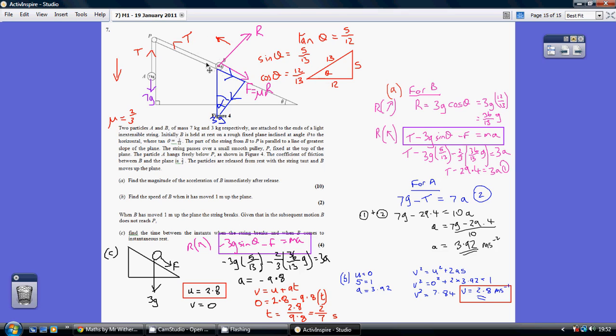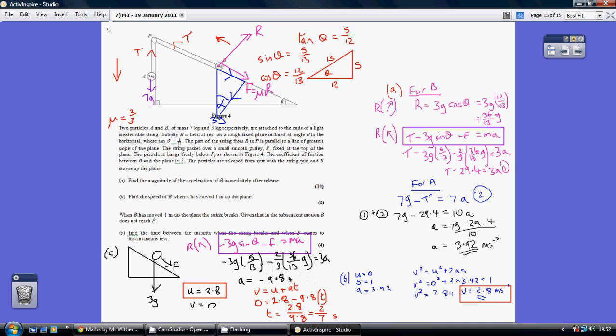Now for part C, before we can really get into this, we need to work out the deceleration which is going on once the string breaks. So let's again, using Newton's F equals ma, our net force is going to be minus 3g sin theta. That's going to be our force, and minus F. So our net force is this, equaling ma equaling 3a, giving us a deceleration of minus 9.8 meters per second squared.